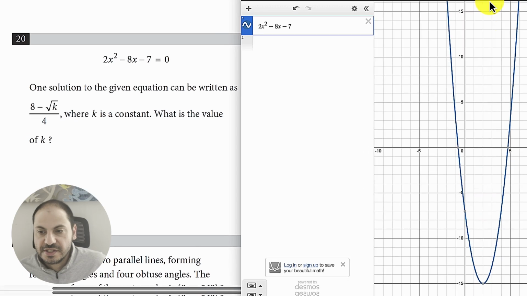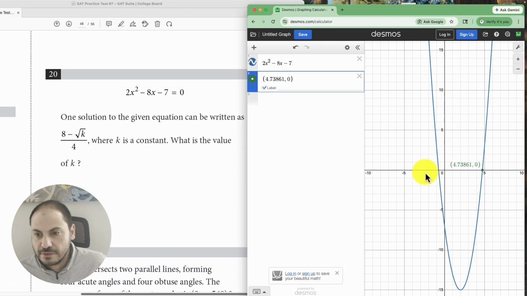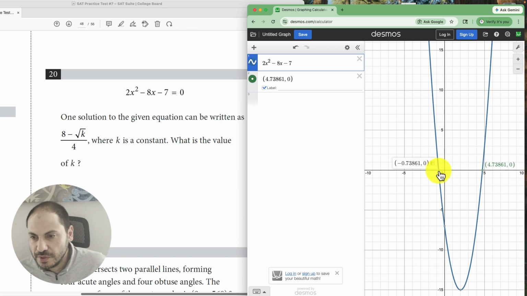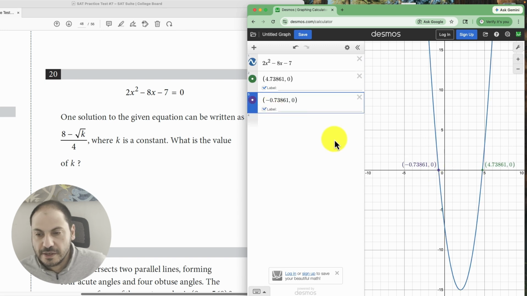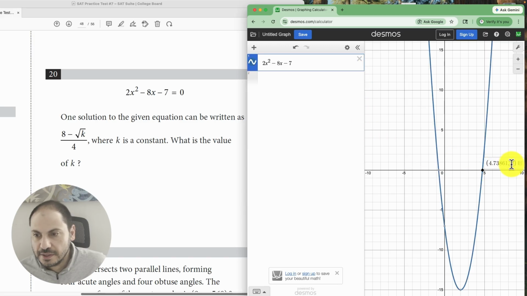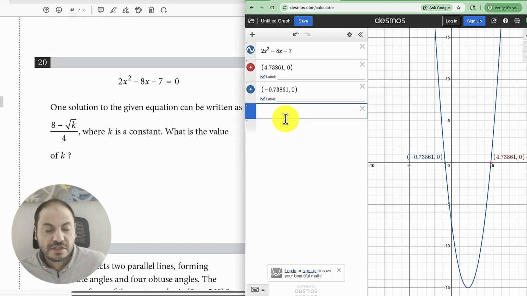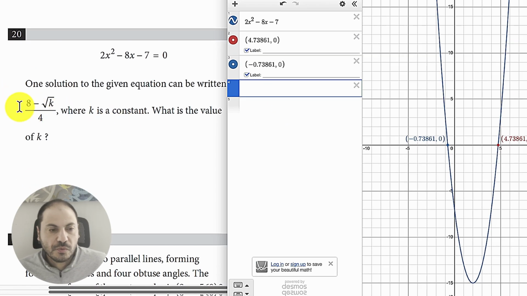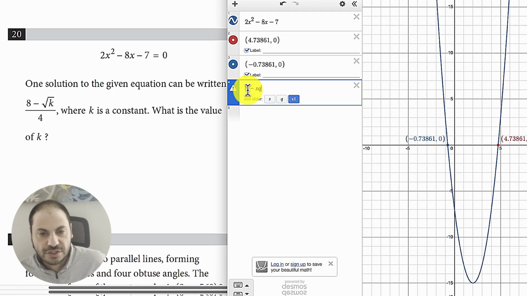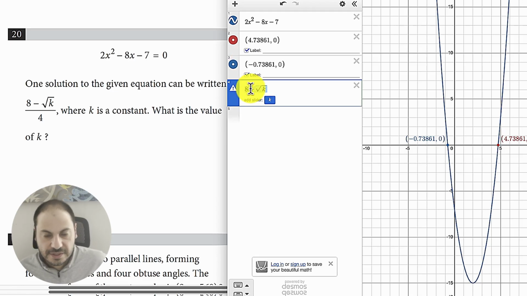So the solutions to this are where it crosses the x-axis. Right there, 4.73861, and here. You can just click it how I did, click it and then click over here, and then you can press label so it shows. So those are the solutions. It says one of the solutions can be written as this. So we can set 8 minus square root of k, the shortcut for square root is sqrt, k, selected all, divided by 4.